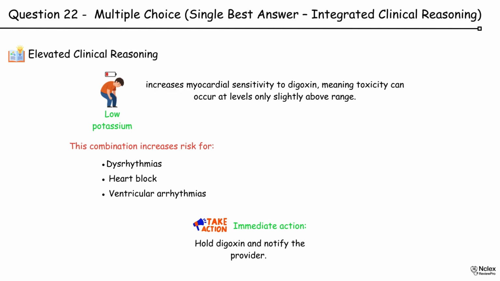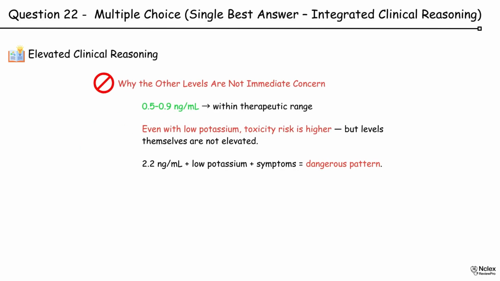A digoxin level of 2.2 is above range. Combine that with low potassium and symptoms, and you have a high-risk toxicity pattern. This is where the nurse intervenes. The immediate action is to hold digoxin and notify the provider. Because digoxin toxicity can lead to serious conduction problems and dysrhythmias, including heart block and ventricular arrhythmias.